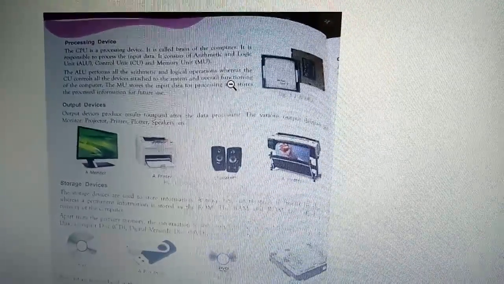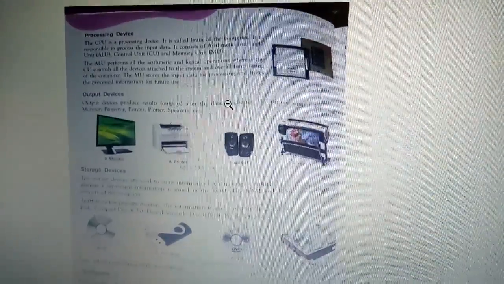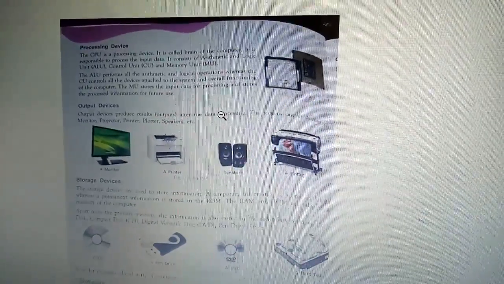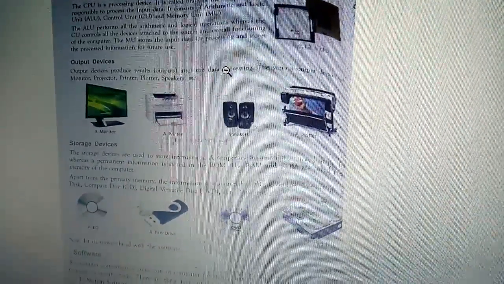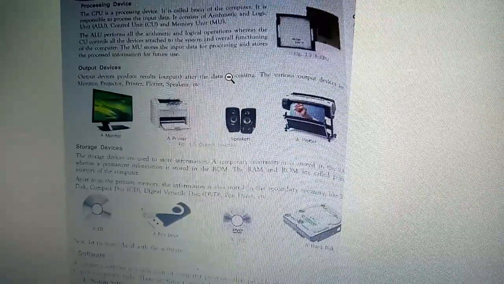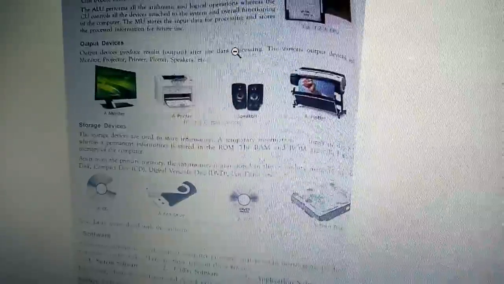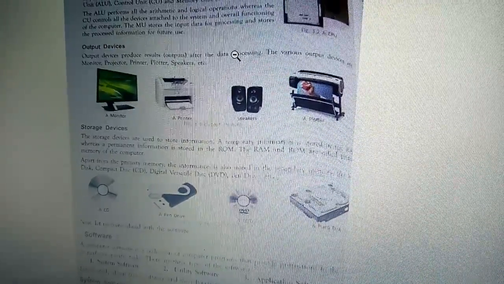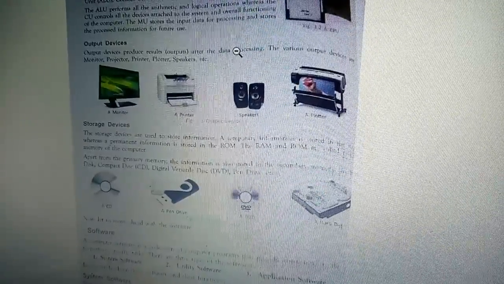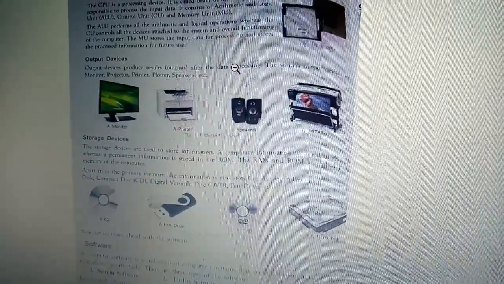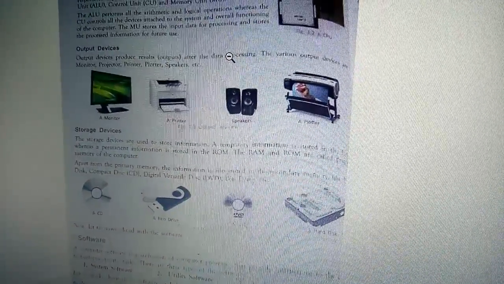Now the MU, the memory unit, stores the input data for processing and stores the processed information for future use. Whatever result we get, the memory unit stores it for future use. So these are the main parts of the CPU.